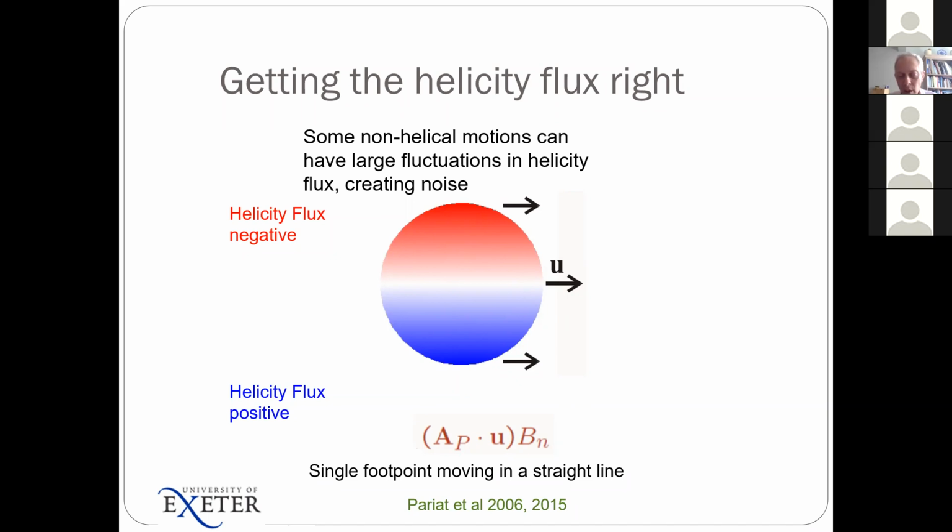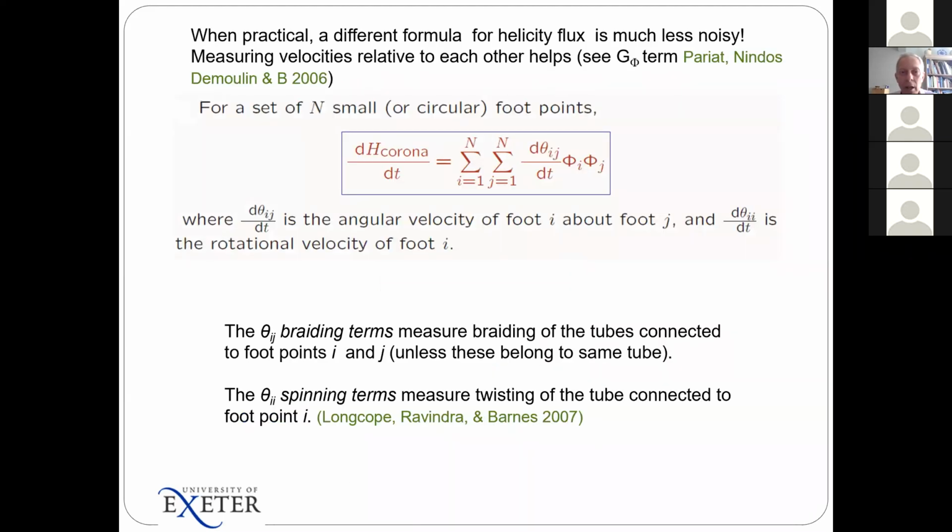So if you can look at the self and mutual helicity of each flux element, then you have a better chance of getting things more accurate. Okay, so one thing is, if you have discrete flux elements, just measure their angular velocity around each other, what their flux is, and sum over all the d theta dt's, all the derivatives of winding number around each other. And if you can do it, you can measure the spinning terms, twisting the tube, connecting with point I.